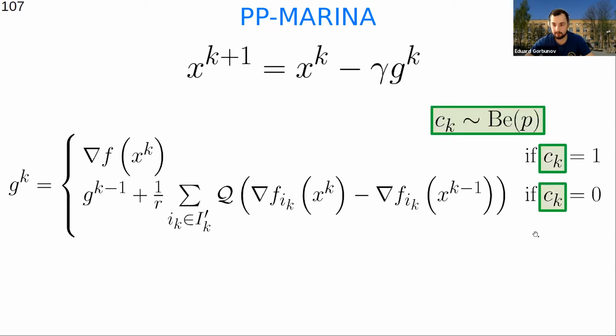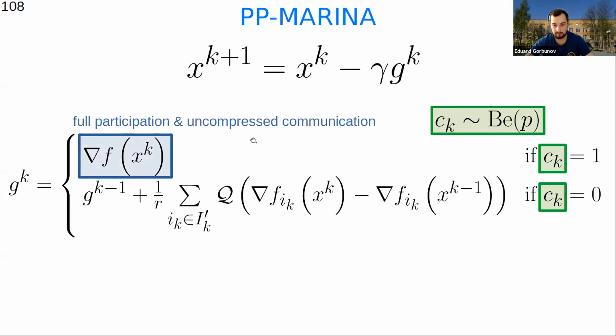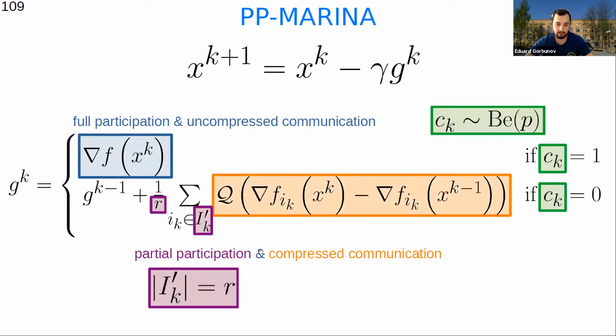Here we have c_k, a Bernoulli random variable, so with probability p, all workers have to participate in communication, and also they have to send uncompressed vectors. But it happens with small probability. And with larger probability, 1 minus p, only r workers from the set I_k prime participate in communication, and also they just need to send compressed gradient differences. So visually, it's very similar to MARINA, but here we have the summation not over all the clients, but only over the subset of clients.